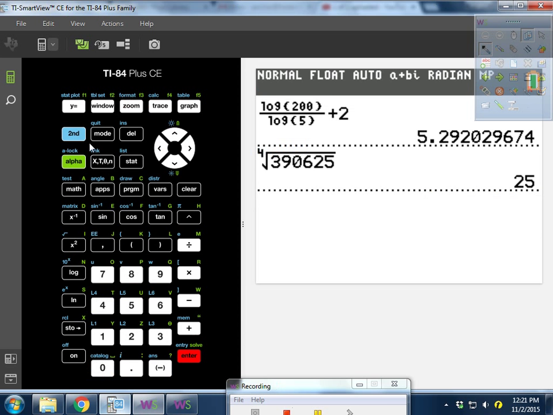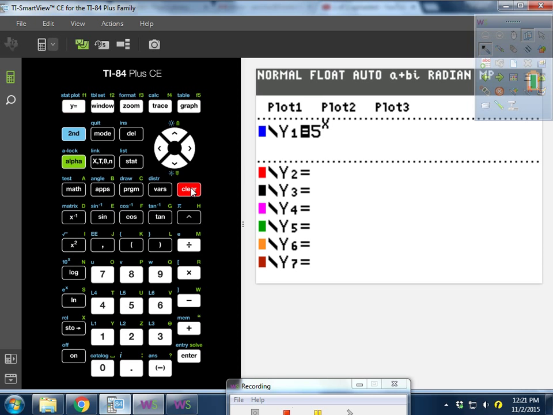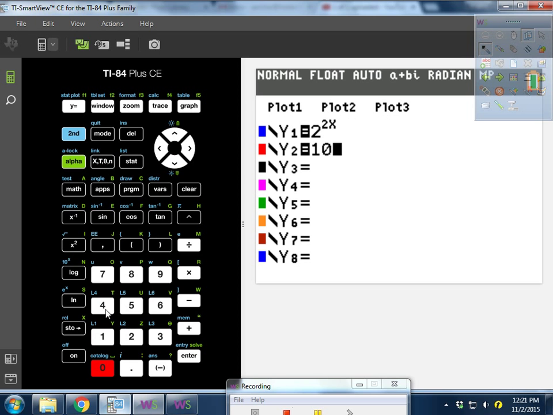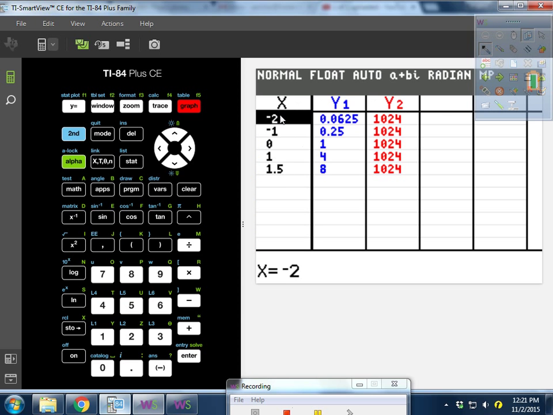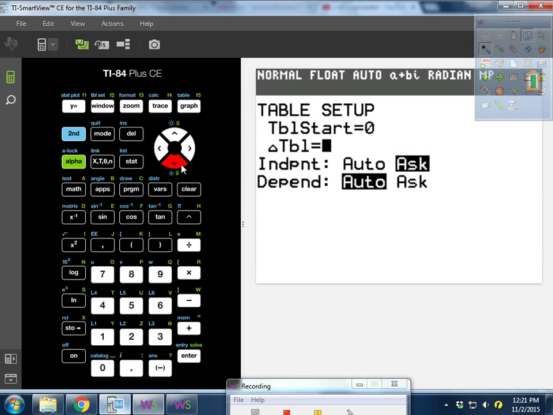So in our calculators, we're going to go to the y equals, and we're going to put in 2 to the 2x, and then for the y2, we're going to put in 1024. I am looking for when this left-hand side, the y1, is equal to the right-hand side. Now, normally, if you go to your table, we set this up to where we put in our own values. So since this isn't multiple choice, let's go back to our table setup menu, second window, and we're going to change this independent back to auto.